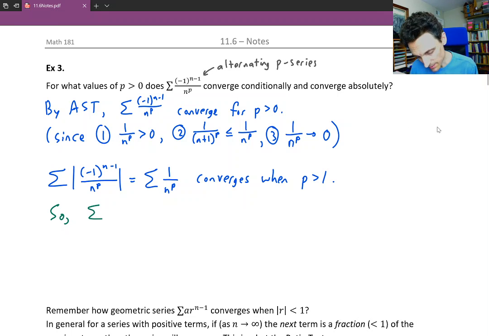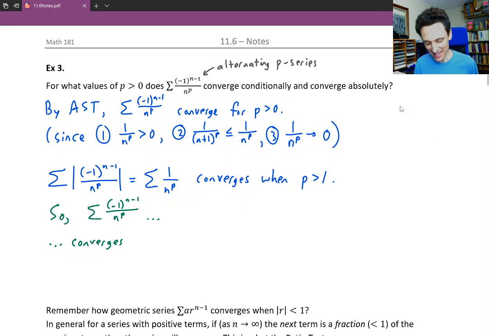So we can say the original series, don't worry, this is not the end of the problem. This is going to lead to another couple lines. Sometimes the dots can be a little scary.